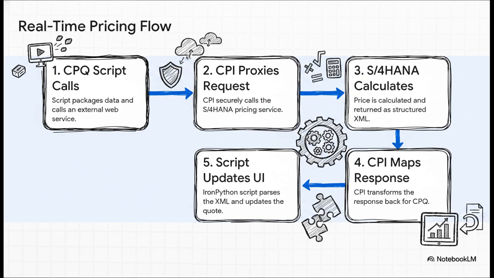The CPQ script packages up all the product details and sends them to the Cloud Platform Integration, or CPI. CPI acts as a secure middleman, a proxy, and calls the right pricing service in S4 HANA. S4 HANA runs its super complex calculations and sends back a neatly structured response. CPI translates it, sends it back to CPQ, and the original Iron Python script updates the totals on the user's screen. And this all happens in just a few seconds.